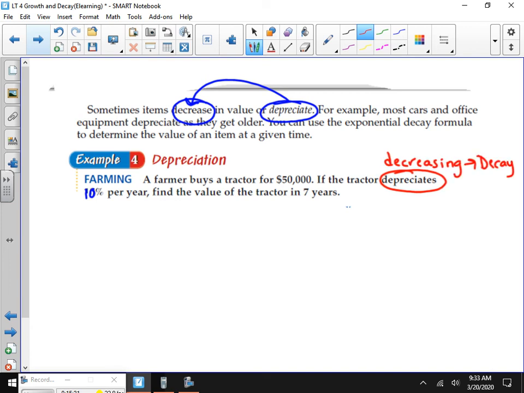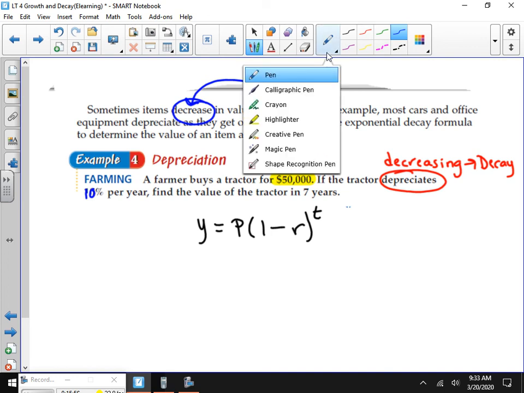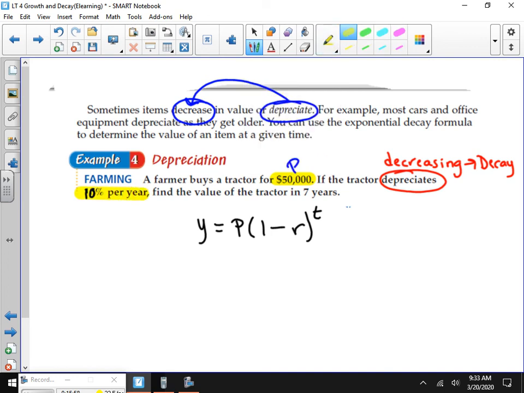So I'm going to read through and pick out my important pieces of information in the problem. So a farmer buys a tractor for $50,000. Okay, that's my starting amount. That's my P. If the tractor depreciates 10% per year, so 10% per year, it's a percent, so that's my R, that's my rate. Find the value of the tractor in 7 years. In this case, they don't give me a start year and an end year. They just give me the amount of years, which is great because that's just going to equal my T. I don't have to do any extra math.